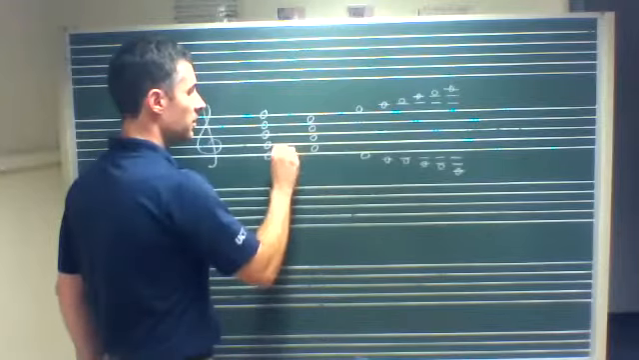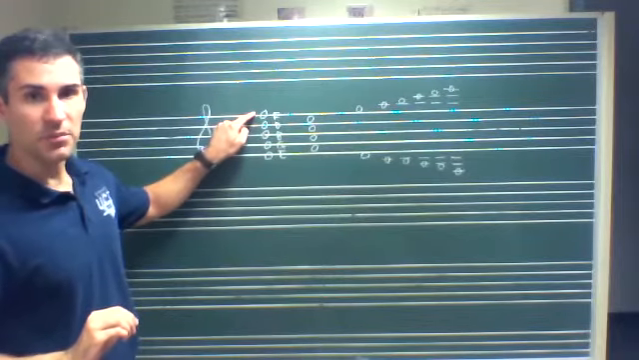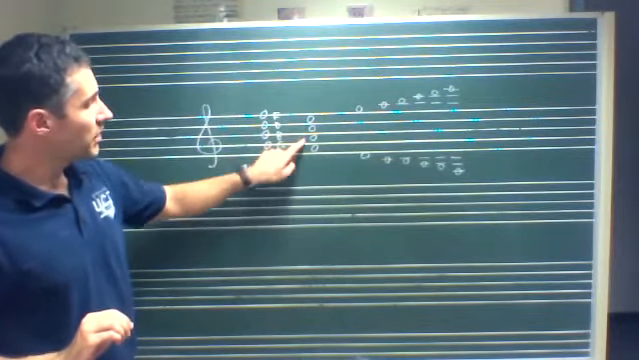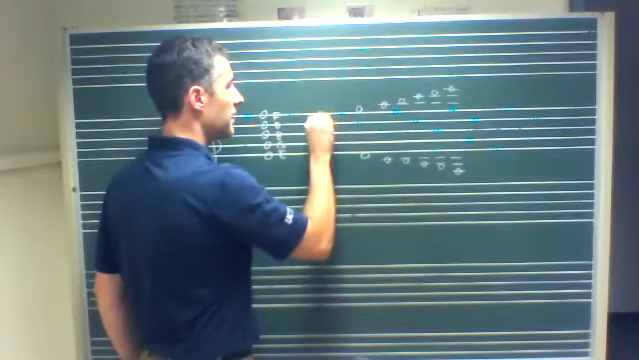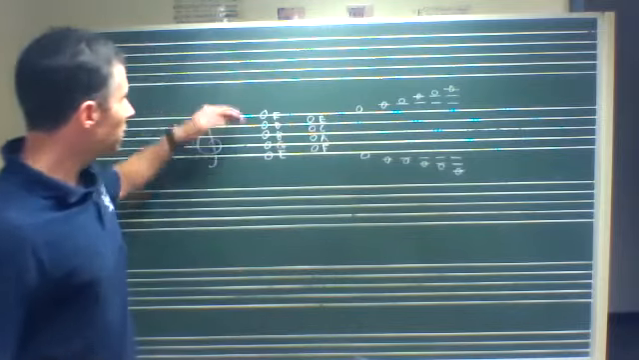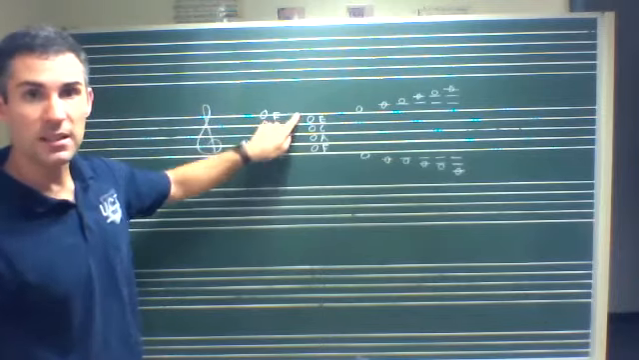Every good boy deserves food. That's it. E, G, B, D, F. Okay. And for the spaces, what do they spell? F, A, C, E. All right. So that only limits us to the lines, the 5 lines and the 4 spaces that are written here.